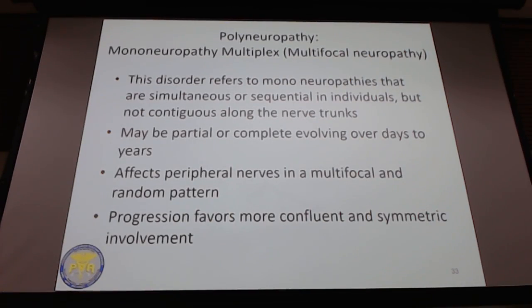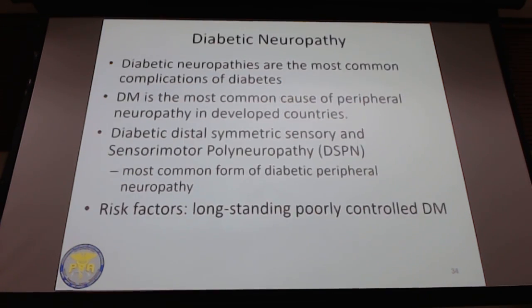Cool. Mononeuropathy multiplex, this is going to refer to your diabetics, right? So we're just kind of labeling it right now. So there you go, diabetic neuropathy. Star this one for me, I'd like you to know this for sure. So diabetic neuropathy is the most common complication of diabetes, right?